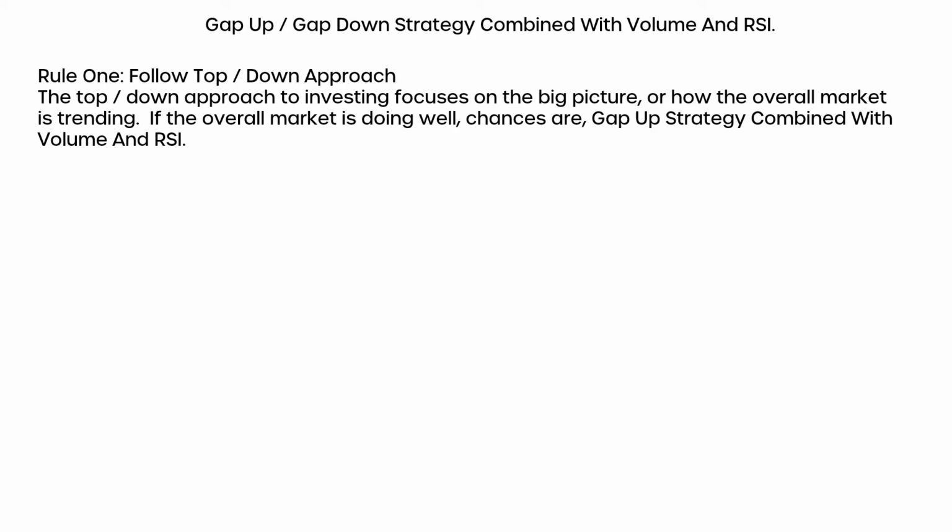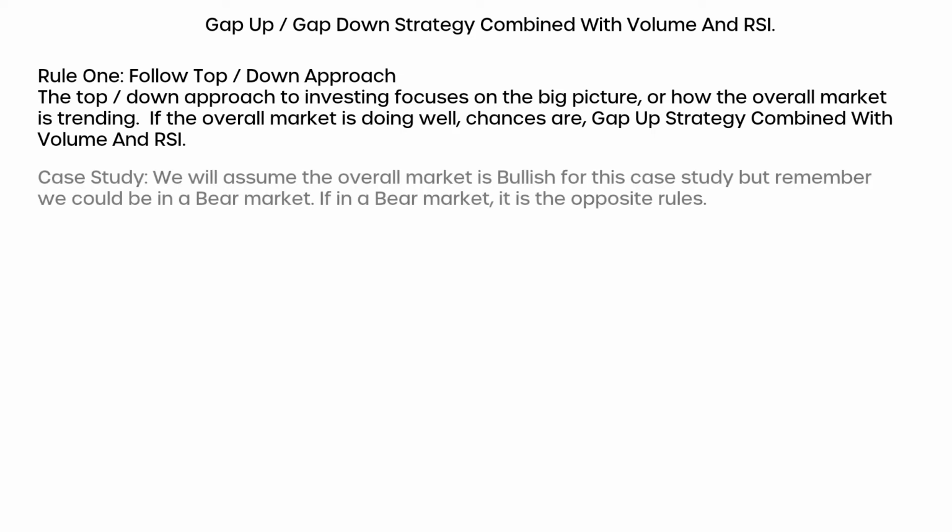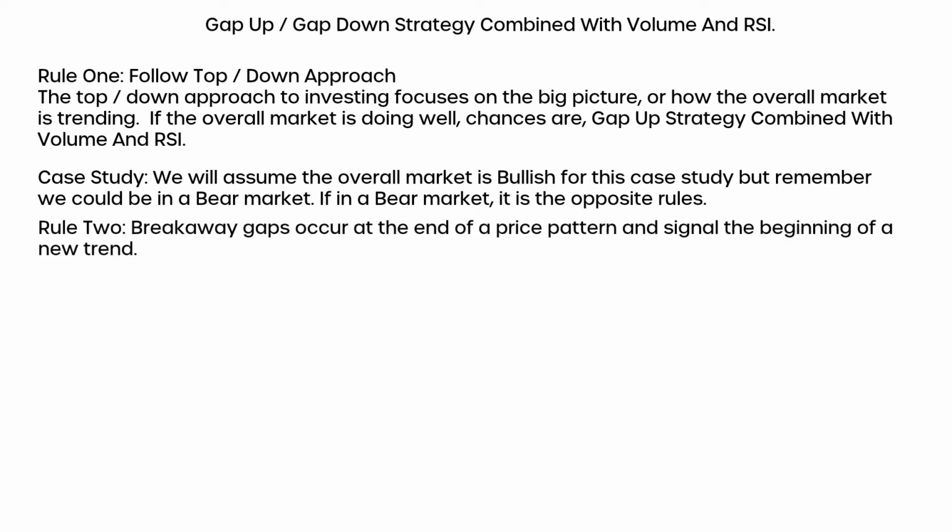During bear markets, we're going to have a lot more gap downs, a lot more breakaway gap downs, and a lot more continuation gap downs. The same thing will be happening for gap ups in bull markets. So the first thing that we look for is the overall trend of the market with a top-down analysis. For this case study, we will assume the overall market is bullish. But remember, we could be in a bear market, and if so, it's the opposite of the rules I give you here today.